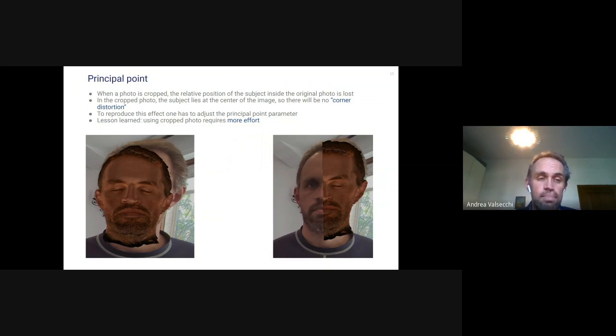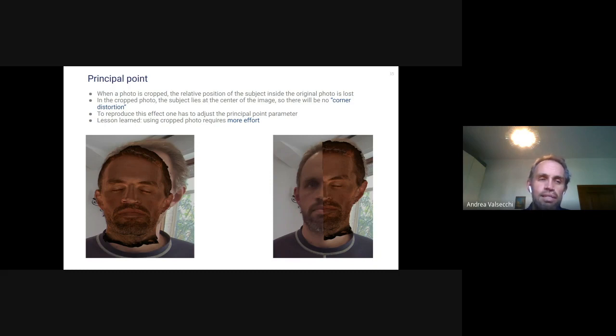Well, that's a problem because the superimposition is not correct anymore. They're not going to match. This can be fixed by changing the principal point, which is another parameter of the camera model, and that can reproduce the kind of distortion, which I'm calling here the corner distortion, but it's actually perspective distortion. It just happens in a corner.